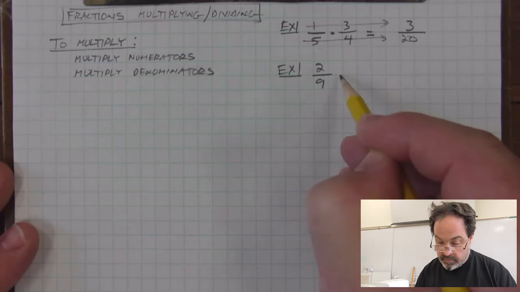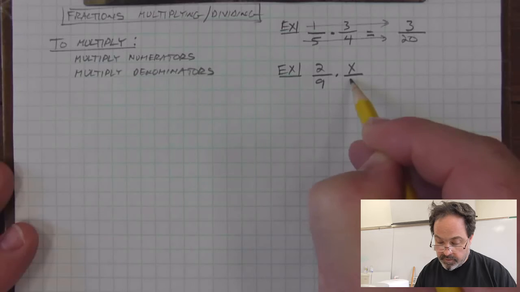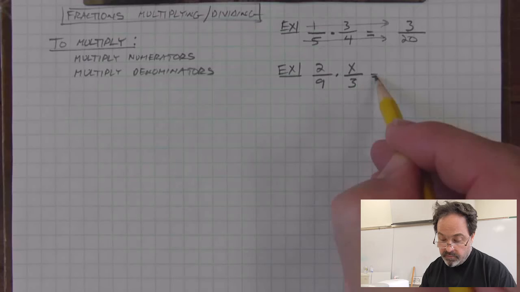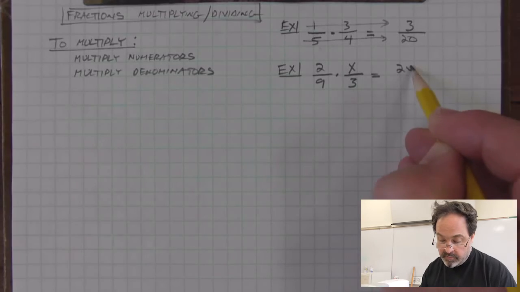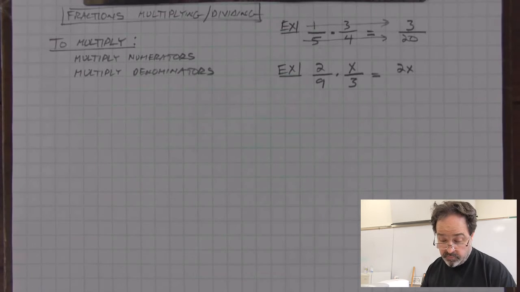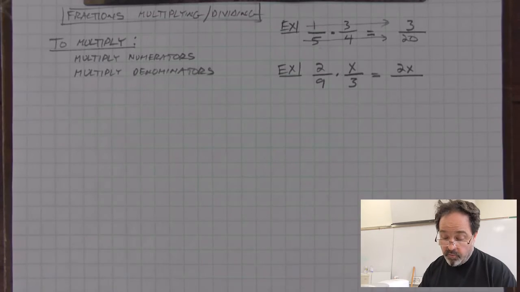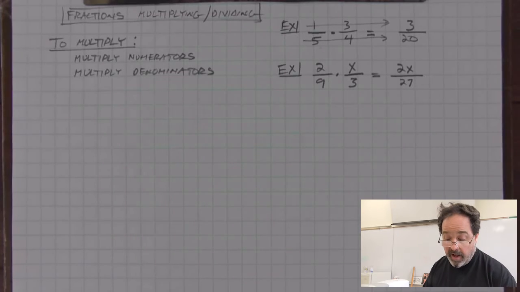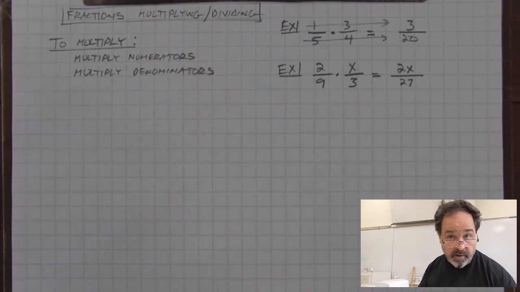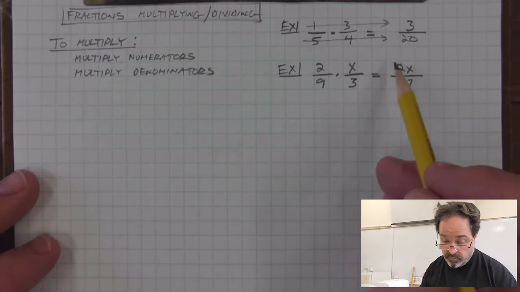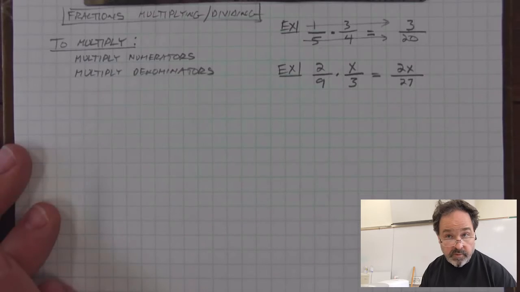2 over 9 times x over 3. Two fractions. I multiply the numerators and I get 2 times x. We don't have a value for x, it's a variable, so we're simply going to express 2 times x as 2x. Multiply the denominators. 9 times 3 is 27. After multiplying, adding, dividing, or subtracting fractions, we may be able to reduce. In this case, we can't reduce. The answer is 2x over 27.